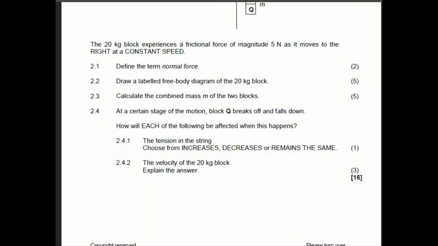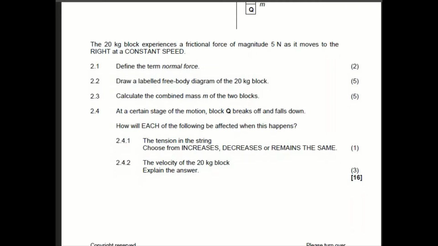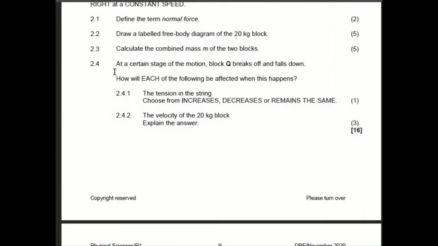So let's go up a little bit. This is the block that falls off after a while. And then the question says, how will each of the following be affected when this happens? This is an analysis question, and it says the tension in the string: will it increase, decrease, or remain the same? You're just supposed to provide increase, decrease, or remains the same. It's 1 mark. And then the velocity of the 20 kg block, how will it be affected? Will it increase, decrease, or remain the same as well? And then you must also explain your answer.